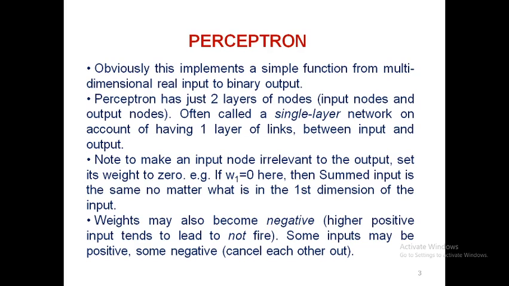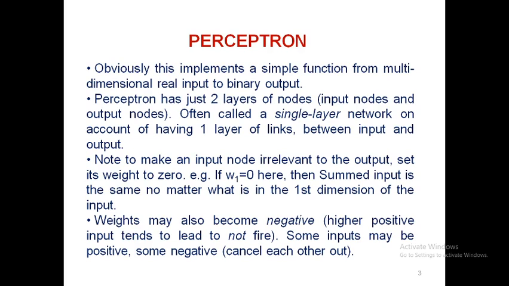So that's what it does. The perceptron has just two layers of nodes. One is the input nodes and the other is the output nodes. Already we have seen that this is nothing but a single layer neural network. A simple single layer neural network is called the perceptron. The perceptron has two layers of nodes, input nodes as well as output nodes. Often this is called the single layer network on account of having one layer of links between the input and output.